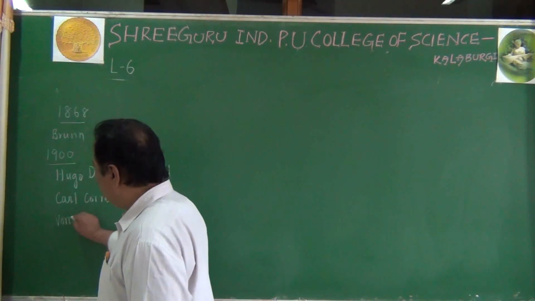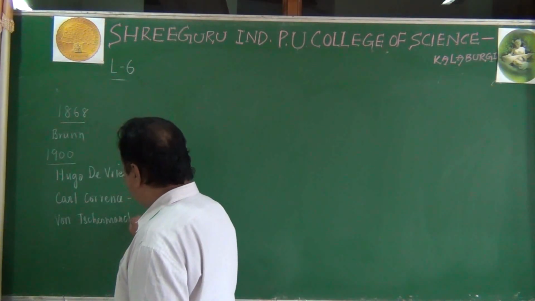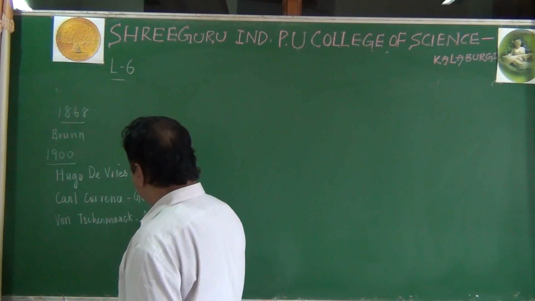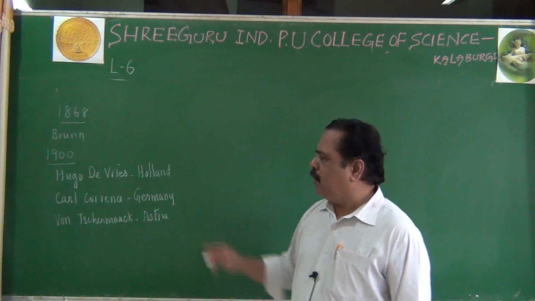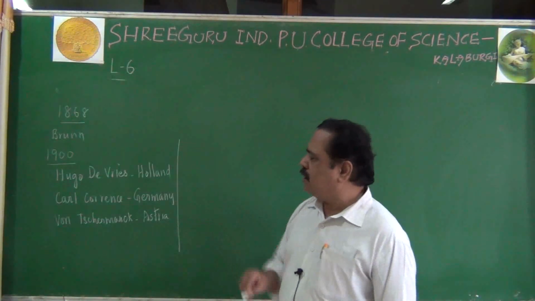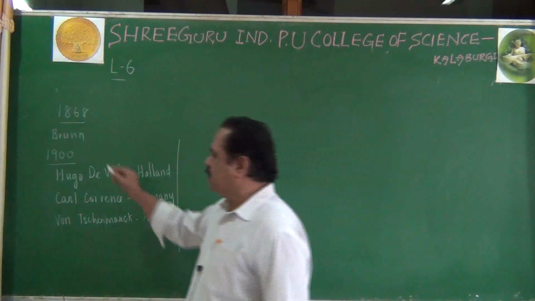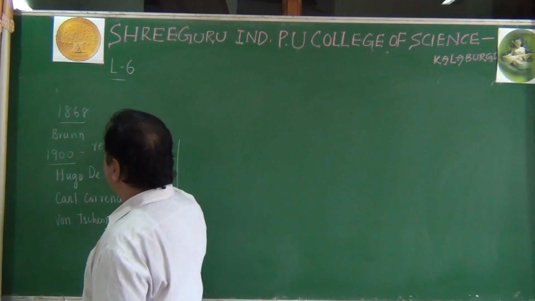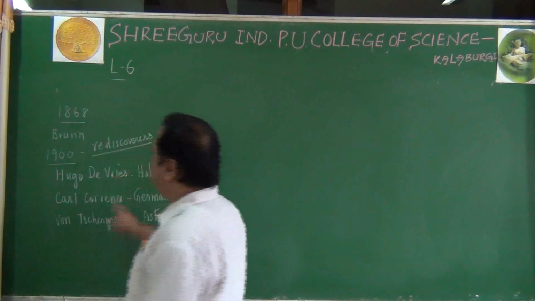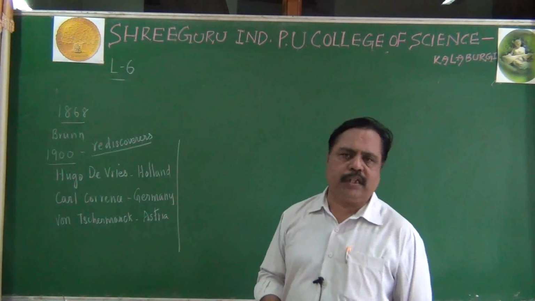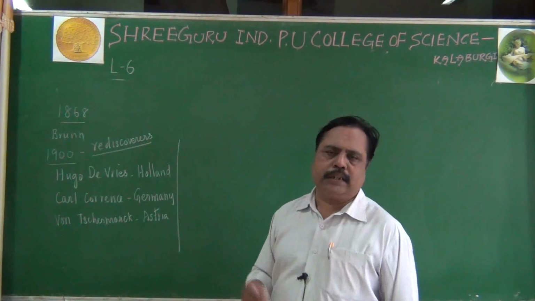The third one is von Schermark. You have to remember von Schermark. Von Schermark belonged to the same country where Mendel was born, Austria. So Hugo de Vries, Karl Karens, and von Schermark are the rediscoverers of Mendelian principles. About them there may be questions for 1 mark and 2 marks. About their contribution also we are going to see in this lesson.